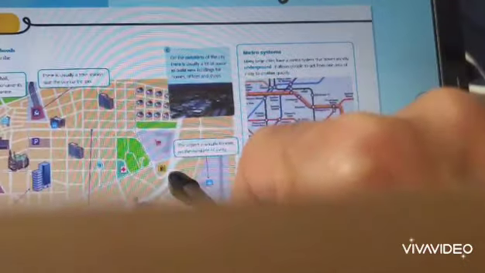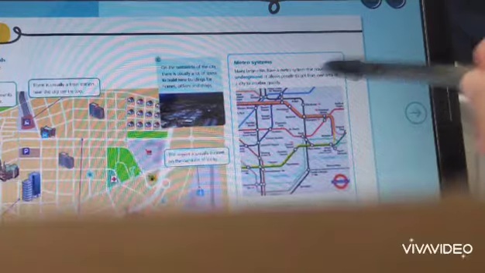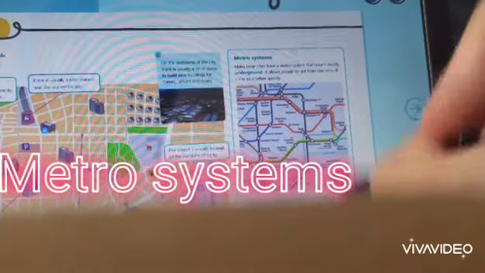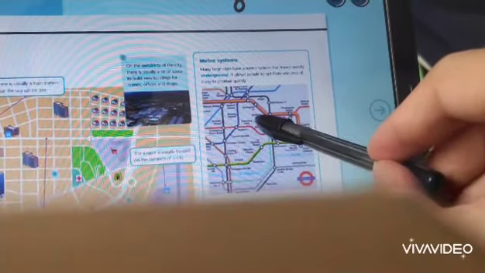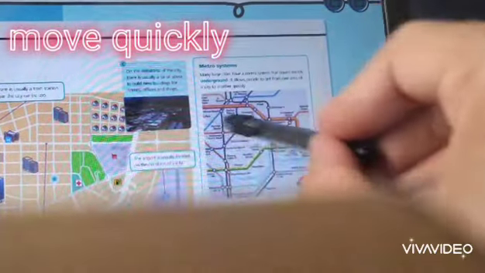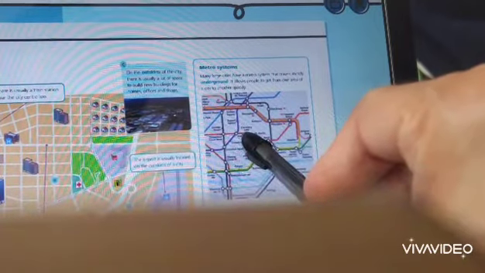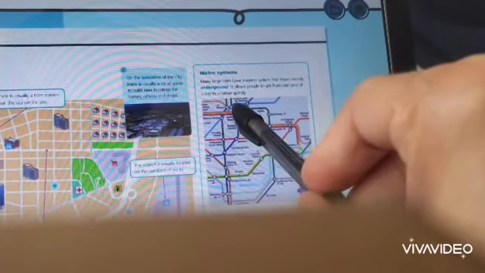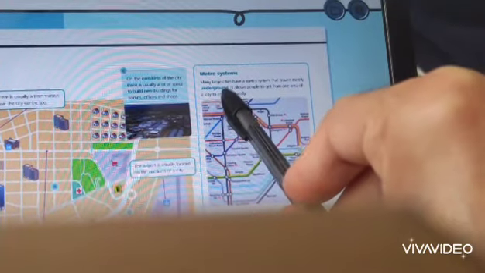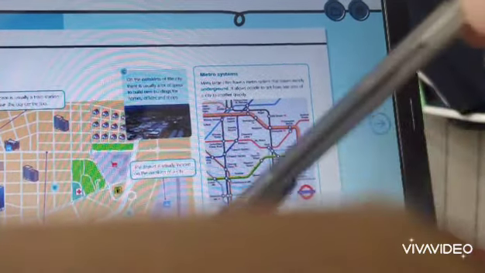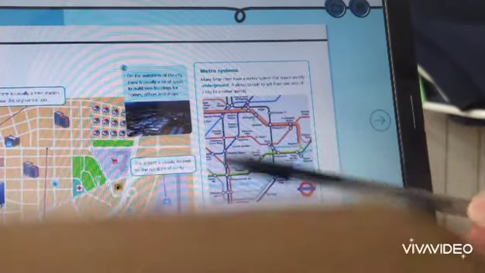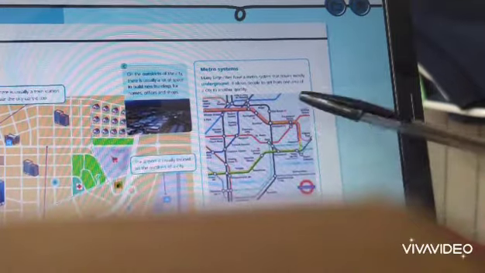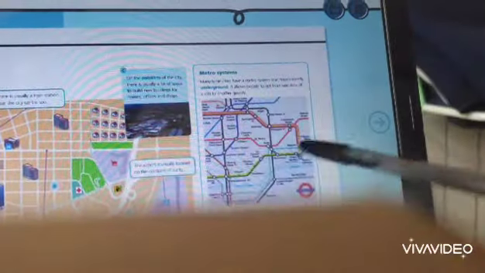Okay, and then on this side you have something that you can find in the big cities, that is the metro system. The metro system is a way that people can move from one area of the city to another one very quickly, very fast. And for that they use a metro, a transport that goes underground, under the ground. Here you can see the example of one metro, maybe from a big city, Madrid or Barcelona, that has different colors, different lines to move around the city very, very fast.